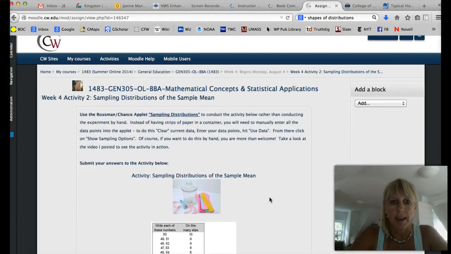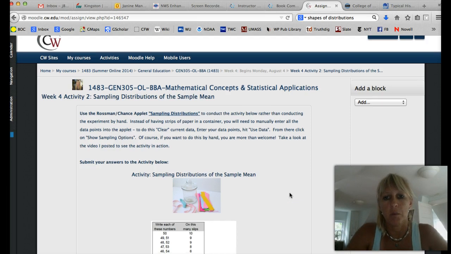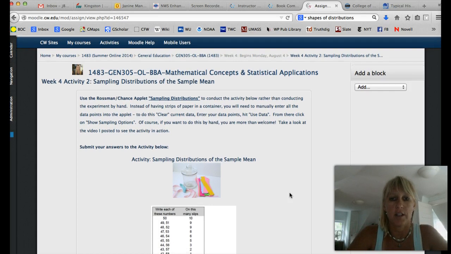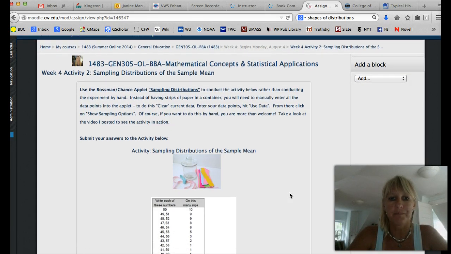Use the Rossmann-Chance applet sampling distributions to conduct the activity below rather than conducting the experiment by hand. Instead of having strips of paper in a container, you will need to manually enter all of the data points into the applet. To do this, you're going to clear the current data, enter your data points, hit Use Data. From there, click on Show Sampling Options. Of course, if you want to do this by hand, you are more than welcome. Take a look at this video to see the activity in action. That's what I'm doing right now.